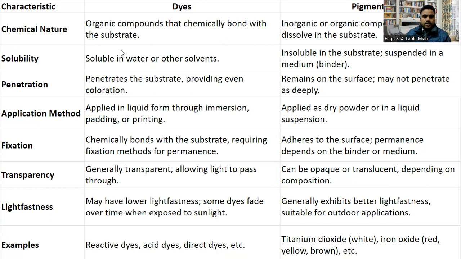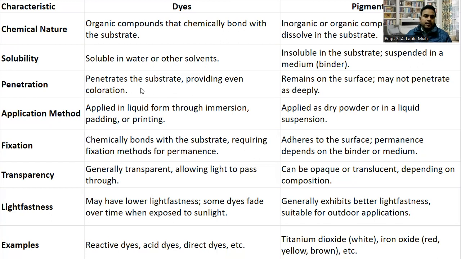Dyes are basically soluble in water, but the pigment is 100% insoluble in the substrate. And for this reason, as it is not soluble, additionally we have to use a medium, that is a binder. We use a binder as a medium during dyeing or printing with pigment. In case of penetration, we have differences between these two: a dye penetrates the substrate, providing even coloration.